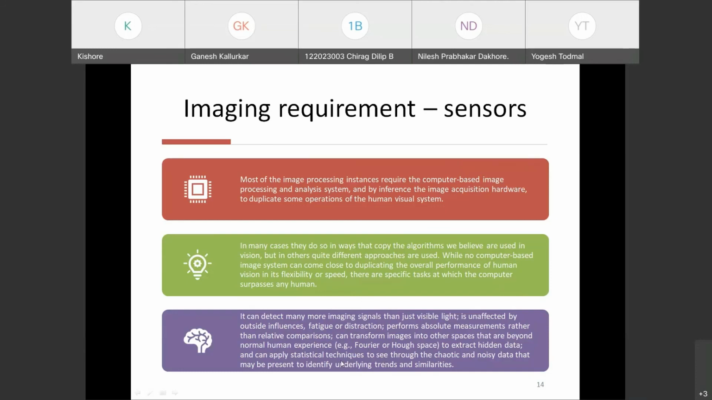It can apply statistical techniques to see through the chaotic and noisy data that may be present to identify underlying trends and similarities. So you can use various regression models, you can use classification techniques to get some pattern in an image, which for a normal human eye may not make a lot of sense.